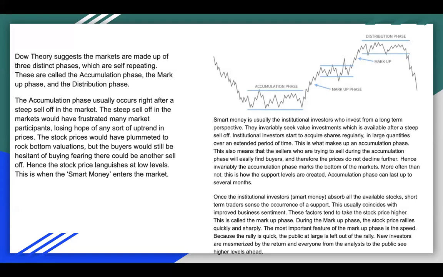Once the institutional investors, aka the smart money, absorb all the available stocks, short-term traders sense the occurrence of a support. This usually coincides with improved business sentiment. These factors tend to take the stock price higher. This is called the markup phase. During the markup phase, the stock price rallies quickly and sharply. The most important feature of the markup phase is the speed. Because the rally is quick, the public at large is left out of the rally. New investors are mesmerized by the return, and everyone from the analysts to the public see higher levels ahead.